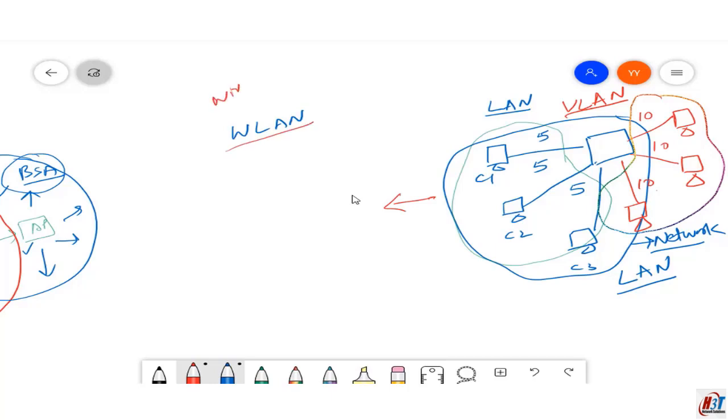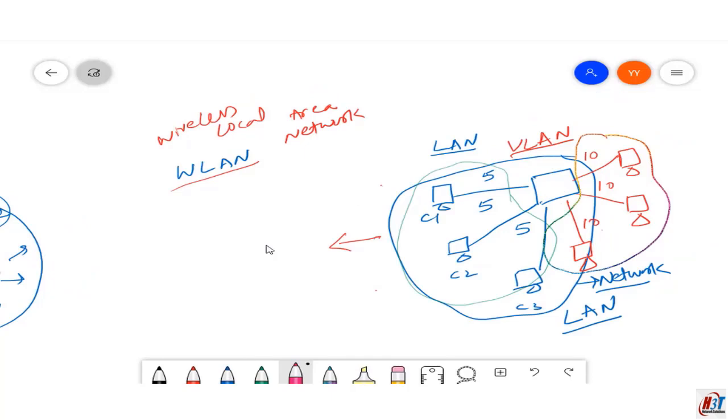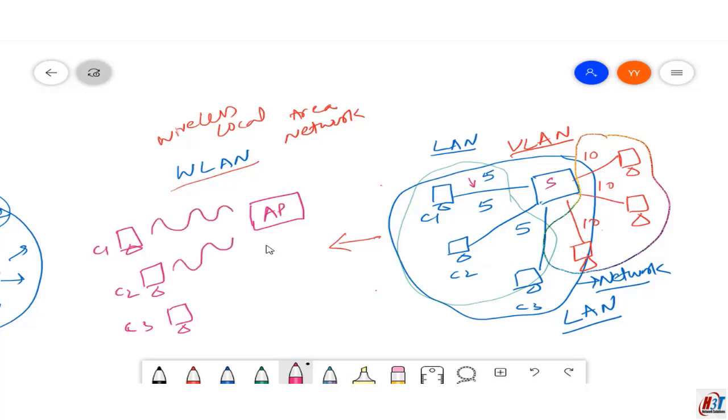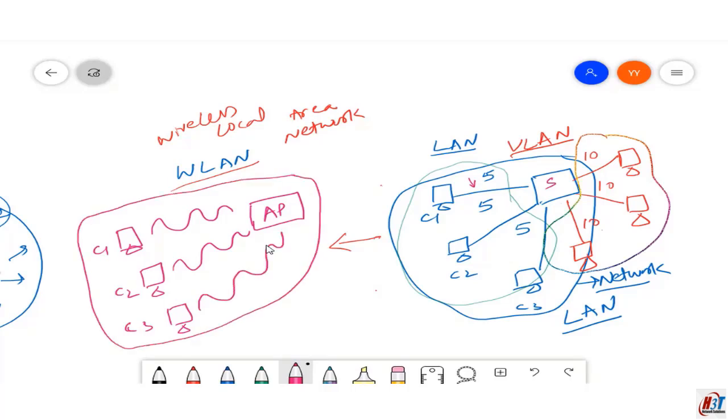Now let's try to understand what WLAN is. WLAN stands for wireless local area network. So in the same picture, remove this wired connection and replace it with some kind of wireless connectivity, and replace this switch with an AP. So it will look something like this. Client 1, client 2 and client 3, and in place of a switch, they will connect with an AP through some wireless medium. Now all these devices are connected with this AP. This network will be known as a wireless local area network.